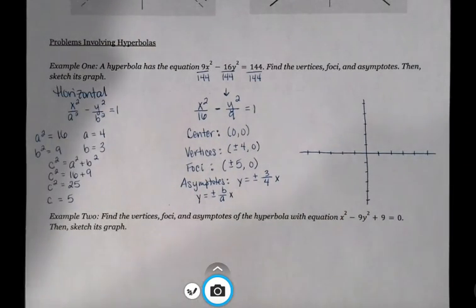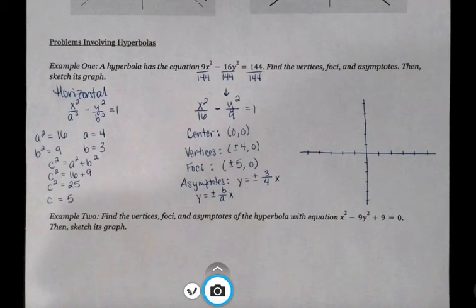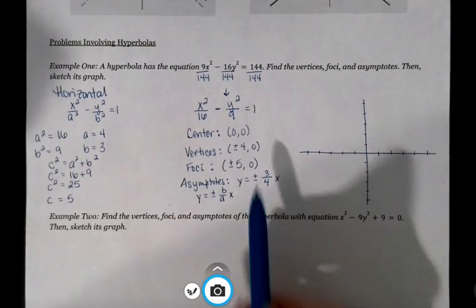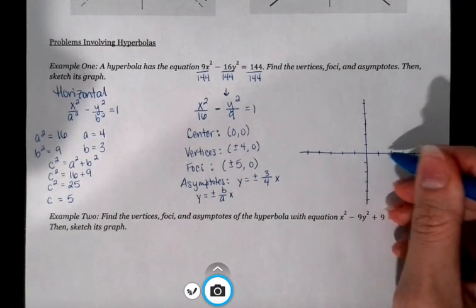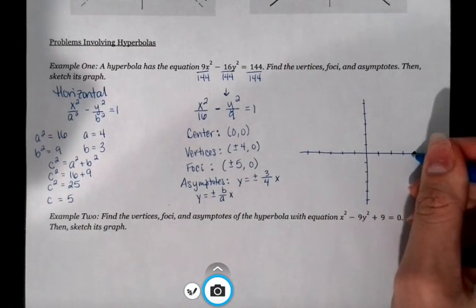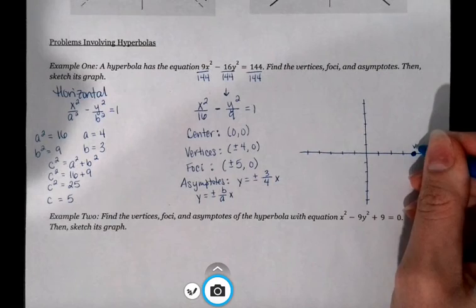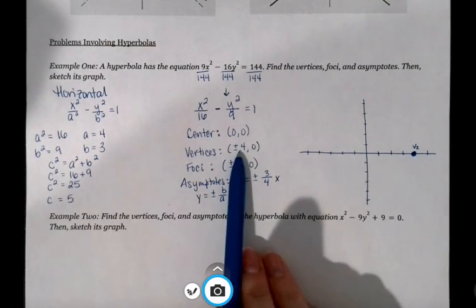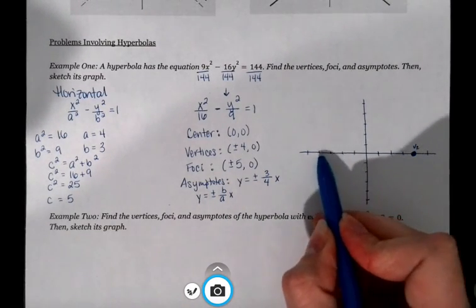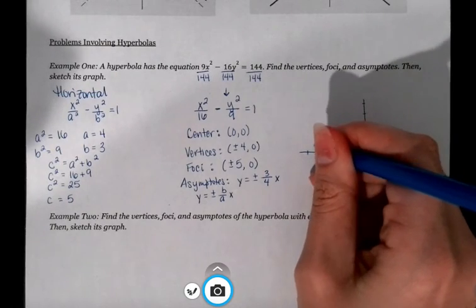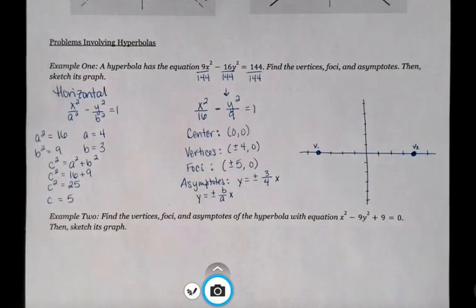I know my center is at the origin, so I'm actually going to start by graphing my vertices. So my vertices are at positive 4, comma 0. So this is one of them. I'll label it V2. And then the other one is negative 4, comma 0. So this is my other one. So I have both vertices there.